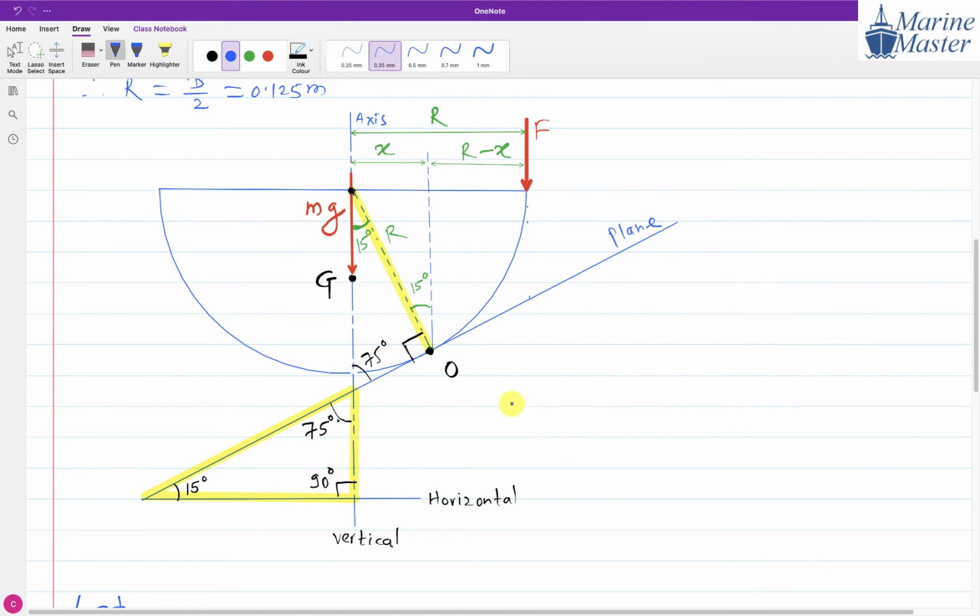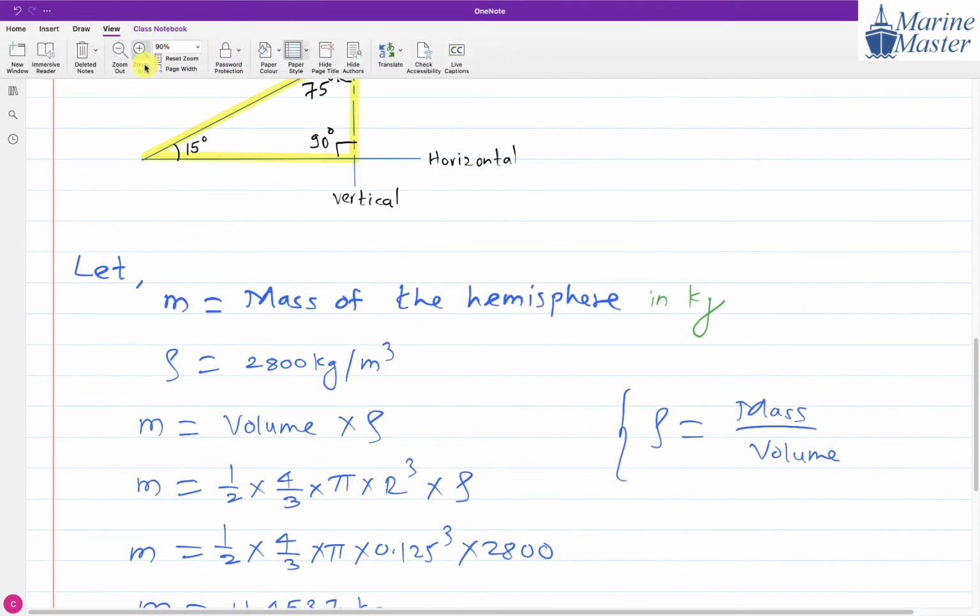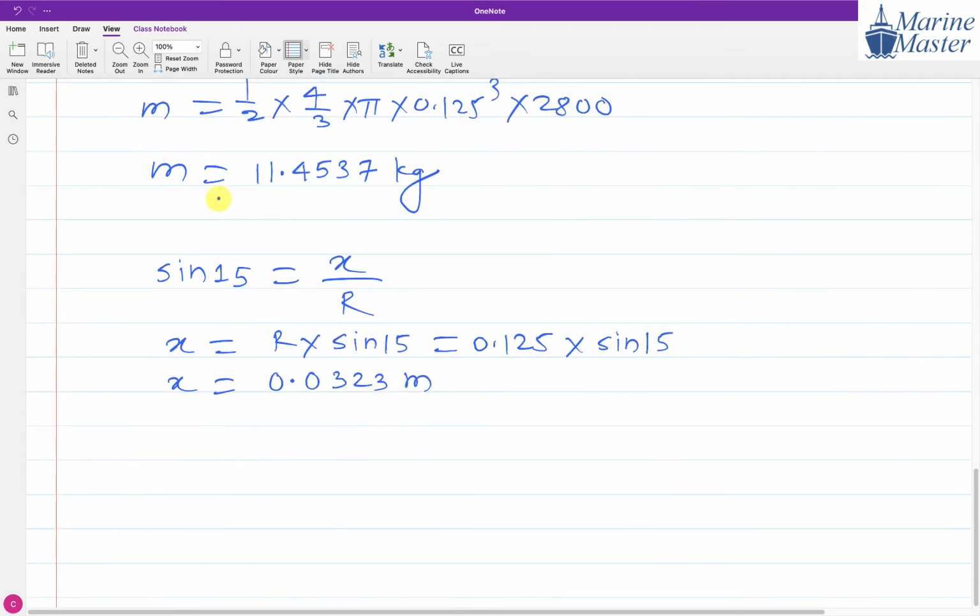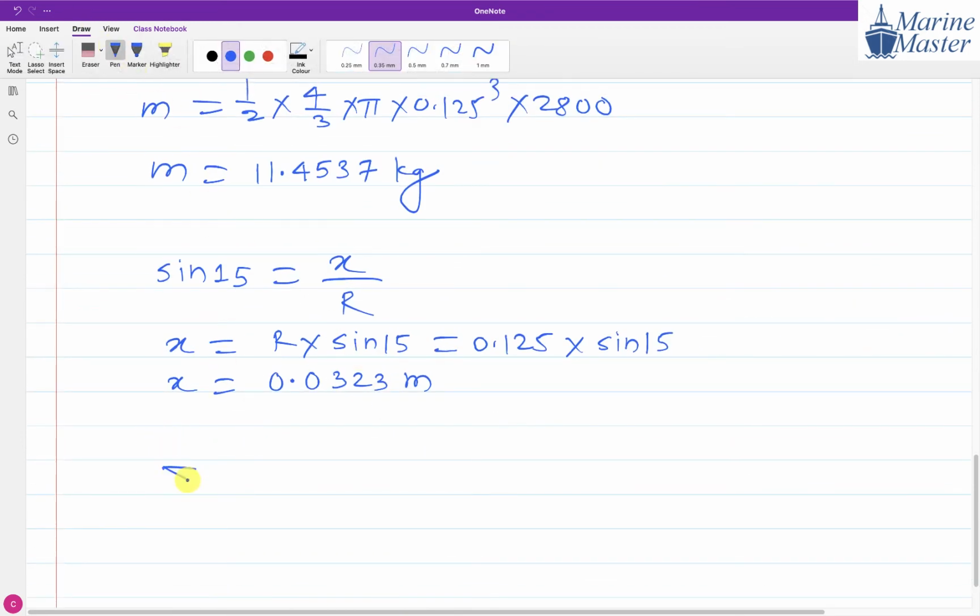And what is the equilibrium equation? We will say summation of moment about any point, and we are going to take summation of moment about point O equal to 0, because the object is in equilibrium, taking clockwise as positive. Why is the summation of moment about point O equal to 0?